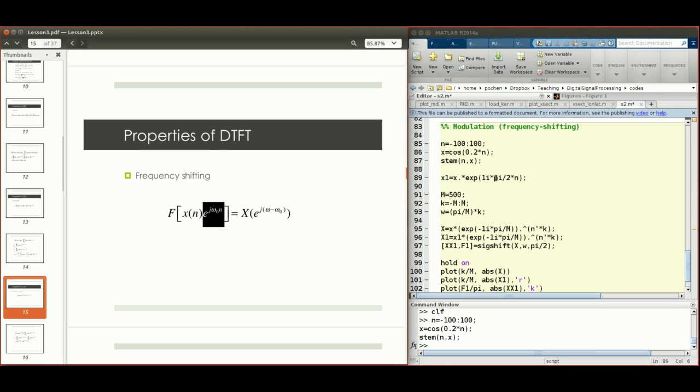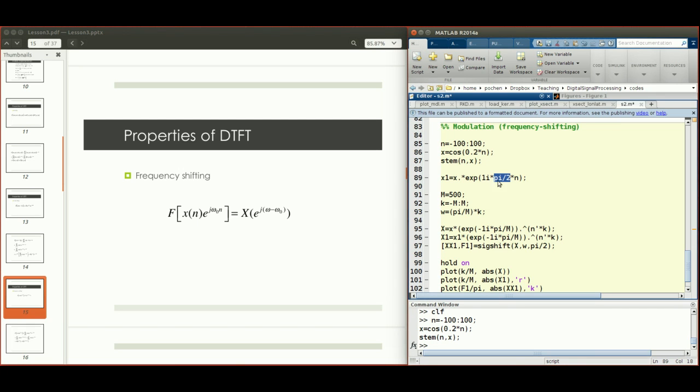And omega 0 that we have picked, the value that we have picked is pi over 2. It's half a pi over 2. And then j is 1i here, right? N is n, right? That's our modulated signal, x1, the signal after modulation, right?